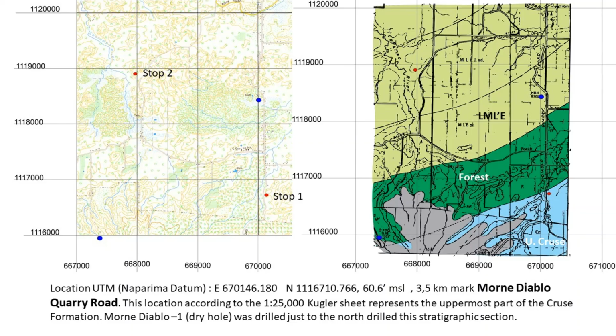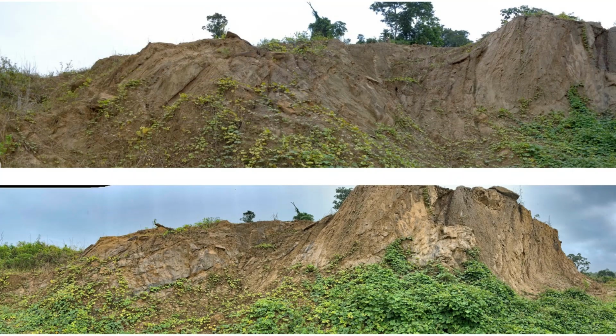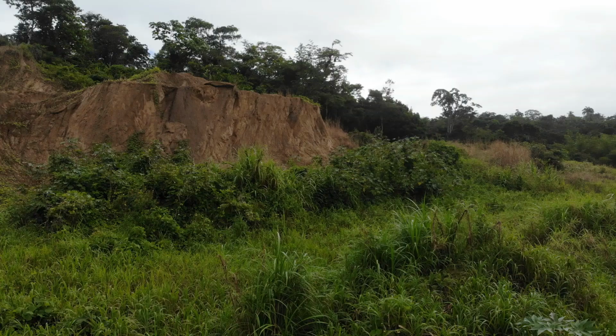Our first outcrop is of Cruse Formation at an illegal quarry along the Morne Diablo Quarry Road. Two wells are nearby. Morne Diablo 1, drilled down dip of the outcrop, is a dry hole. However, Quinam 16 to the southwest encountered oil in the Forest and Cruse due to the Los Bajos Fault creating an up-dip trap. Two panoramic photos of the predominantly sandy, steeply dipping outcrop.